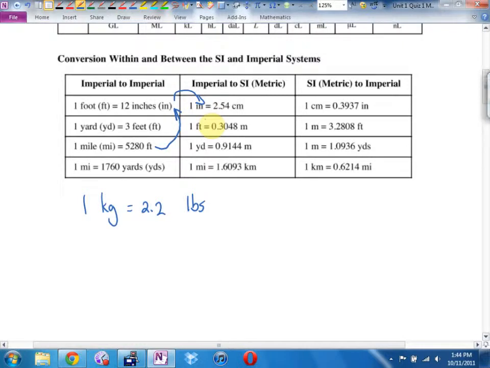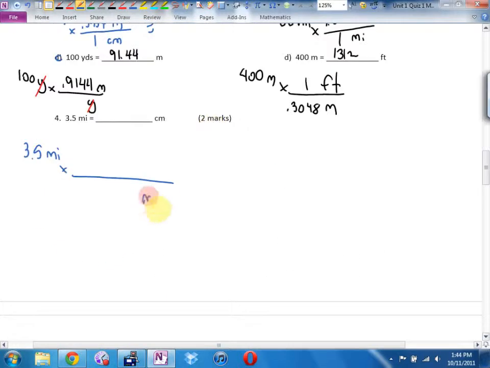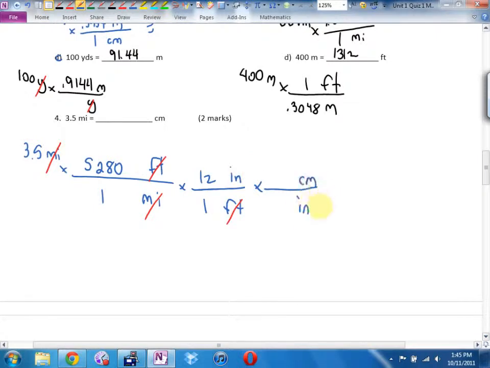5,000. What a stupid distance. Miles to feet: 1 mile is 5,280. And now, Jordan, we are in feet, times feet to inches, 12 inches in 1 foot. And now we are in inches, times inches to centimeters, and it was 2.54. I'm going from memory. Is that what it is? Yep. Is 1 inch.